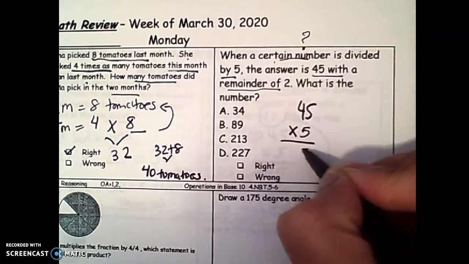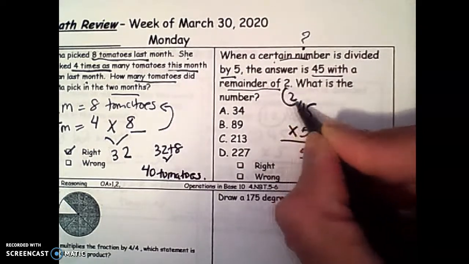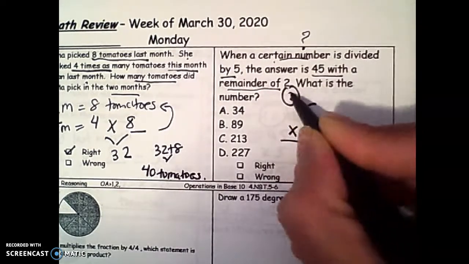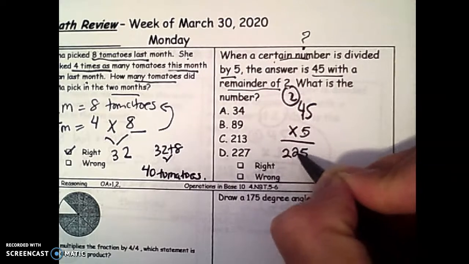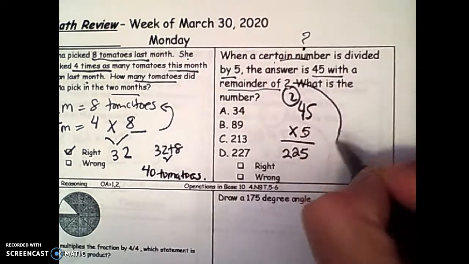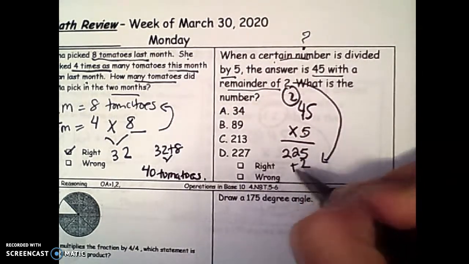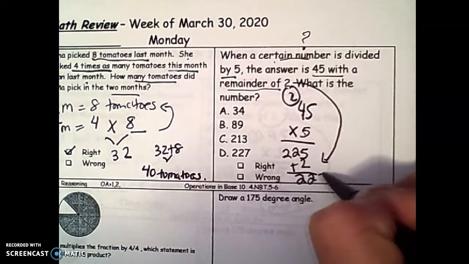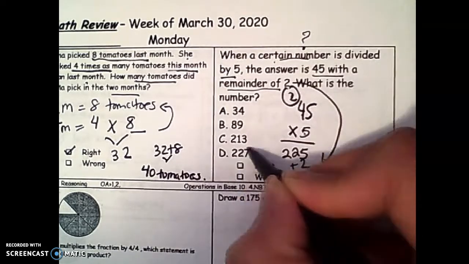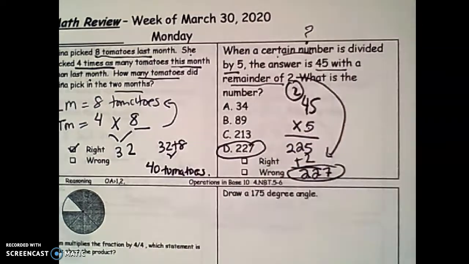5 times 5 would give us 25. Regroup the 2. 5 times 4 is 20 plus 2. We get 22. And now I'm going to add the remainder, which would give us 227. Go ahead and make a revision now, or check off right if you got it right.